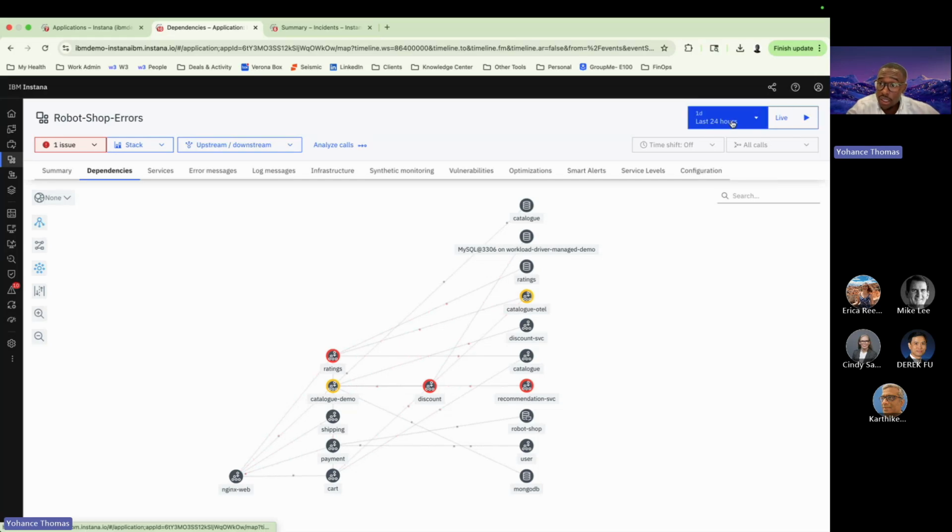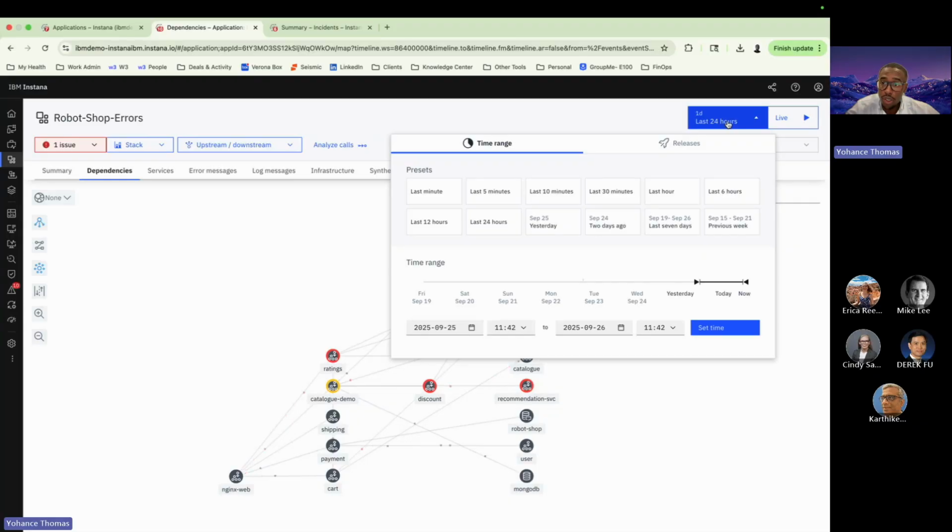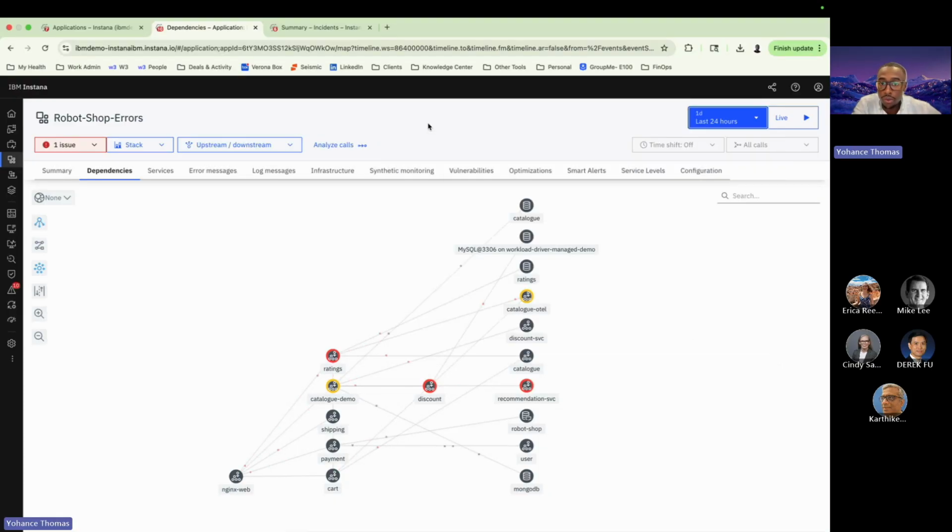If we look in the upper right-hand corner, we're able to slice the data that's coming in across a number of different timelines, from the last 7 days, last 2 days, all the way down to the last minute. So this is very highly granular, high fidelity data where we're able to really get into the nitty gritty.